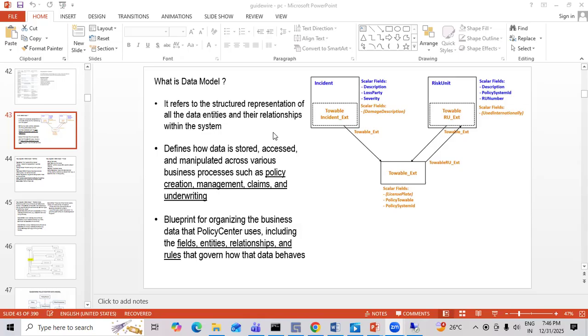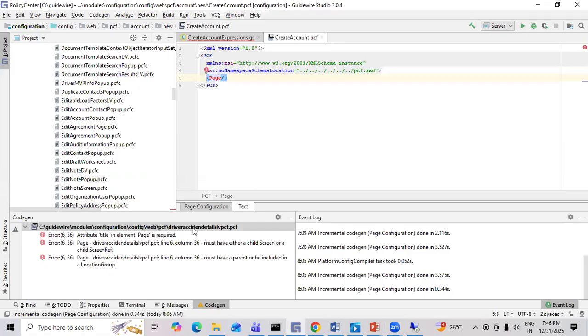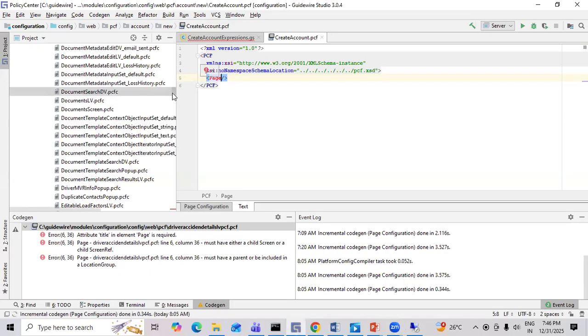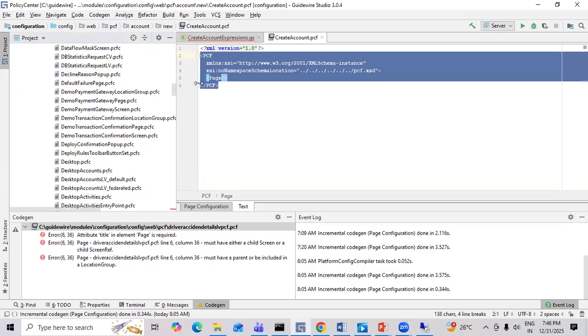Okay, now from today onwards, I'm going to discuss the data model part, because normally when we are working on the Guidewire Developer Studio, we need to know about the data model part. The data model is important. Whatever data models we have, that understanding of the data model is important.